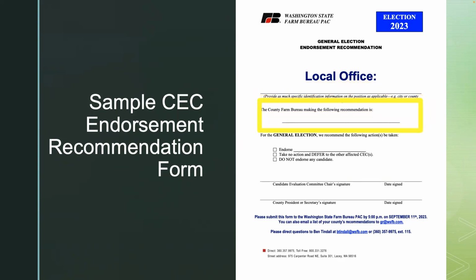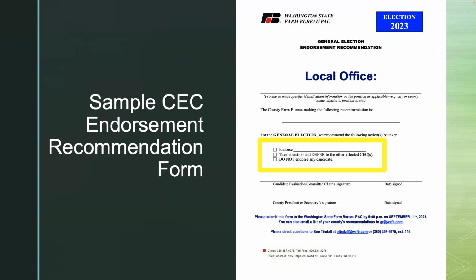And then in this middle portion, put your county Farm Bureau. What county is this regarding? So you'd put your particular county name there. What is the county Farm Bureau that's making this recommendation? And you would write out the county that you're from. And then this middle portion here is the three options that we went over. So that's the county CEC. You are making one of these three recommendations to the PAC trustees.